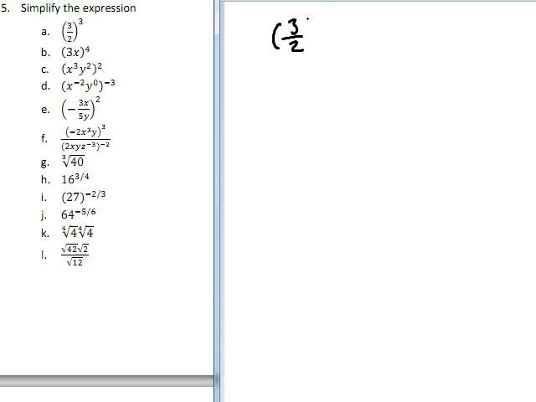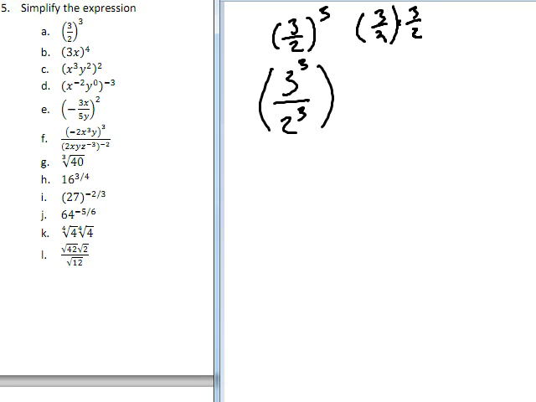3 over 2 to the power of 3, what we need to do with that first is bring that exponent inside. So that's the same as saying 3 to the 3 divided by 2 to the 3. Another way we can think about it would be as 3 over 2 times 3 over 2 times 3 over 2. So either of these ways are equivalent.